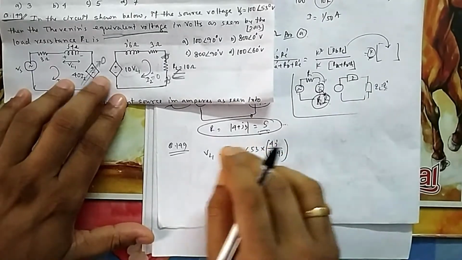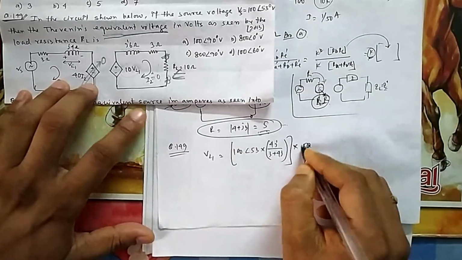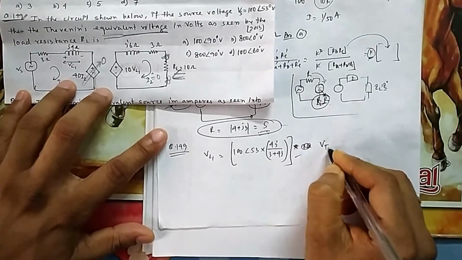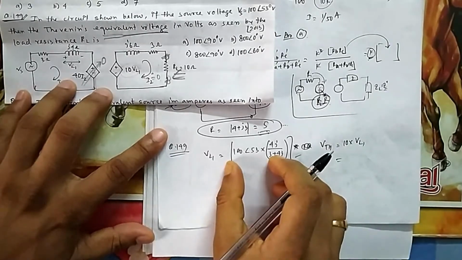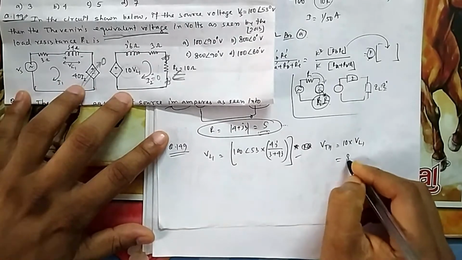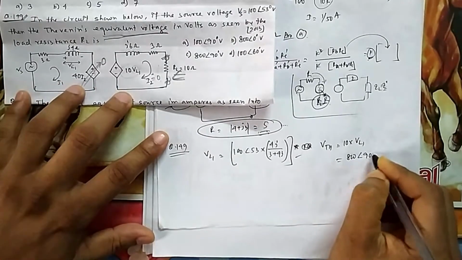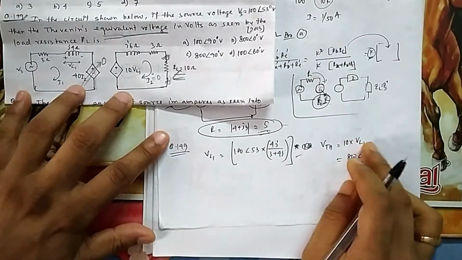4j, that has been divided, that multiplied by 10, which is 10 VL. This is VL1, okay, done. So now if you need VTS, then it will be 10 into VL1. So ultimately if you calculate this and put it here, you will find your answer is 800 at an angle of 90 degrees. I am directly writing, you can easily do. You calculate this one and multiply it by 10, you will get 800.